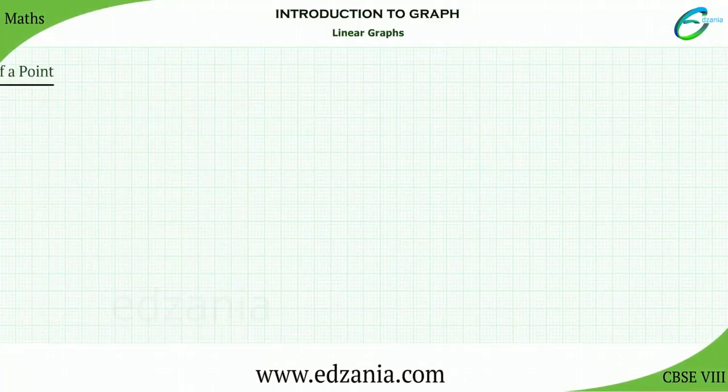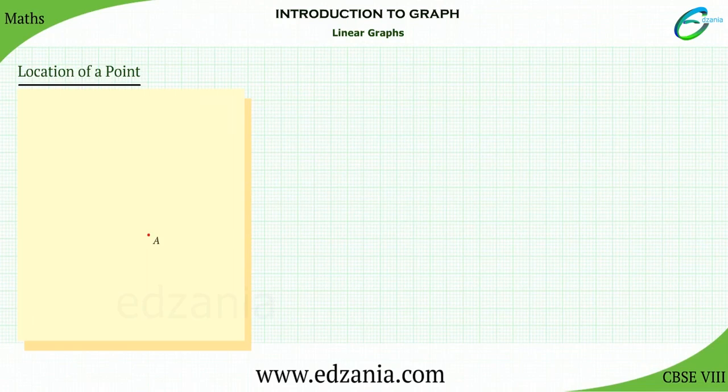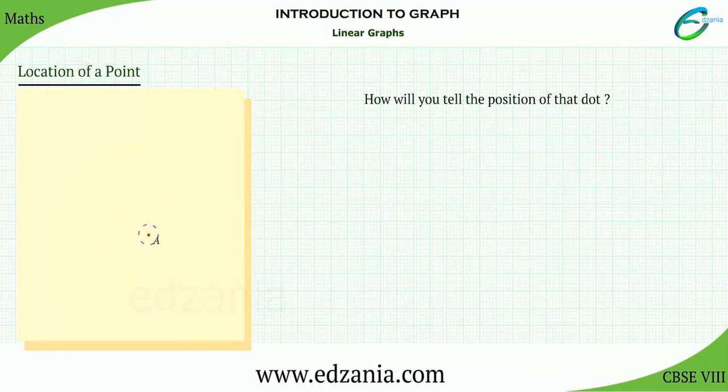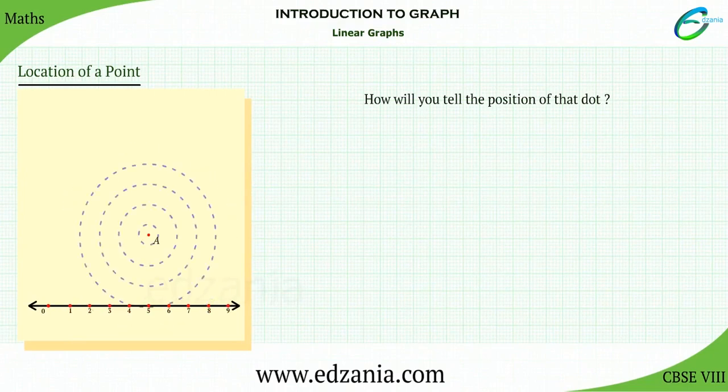Location of a point. Suppose there's a dot in a paper as shown here. How will you tell the position of that dot? We can say the dot is in the lower half of the paper. But this does not tell us the exact position of the dot. How can we then determine the exact position of the dot? Let's bring in a number line to help us find the exact position of the dot. Now, with the help of the number line, can you identify the exact position of the dot?